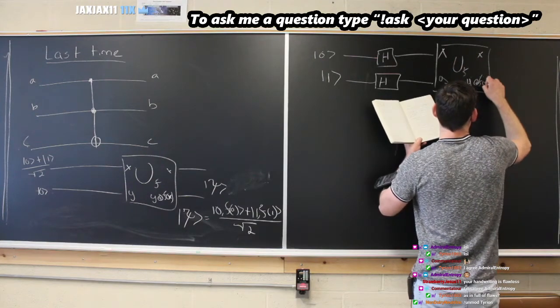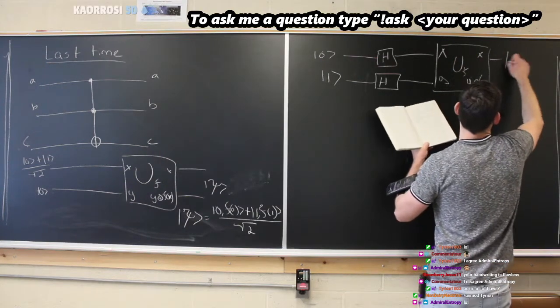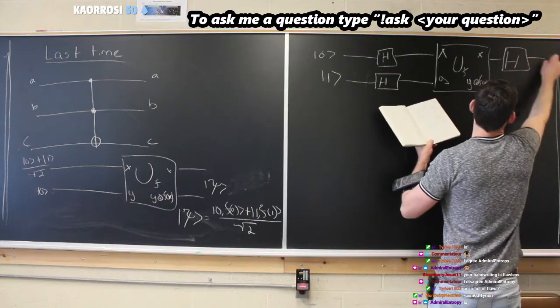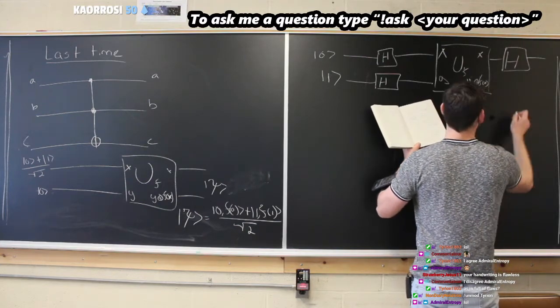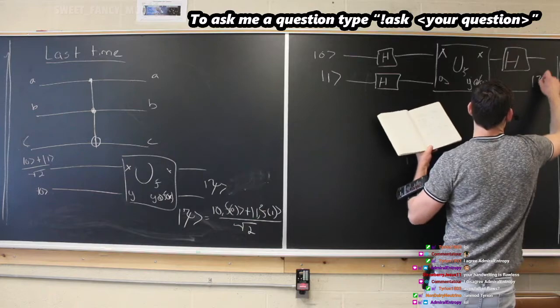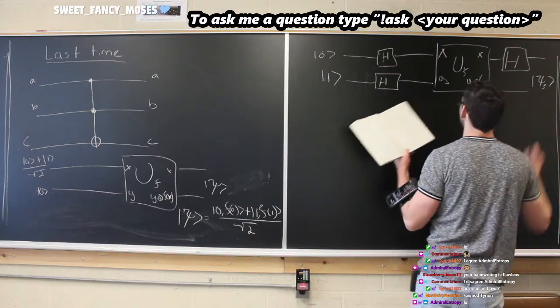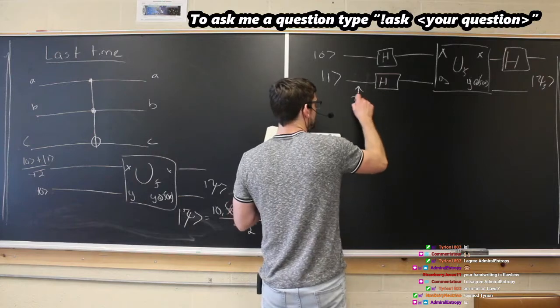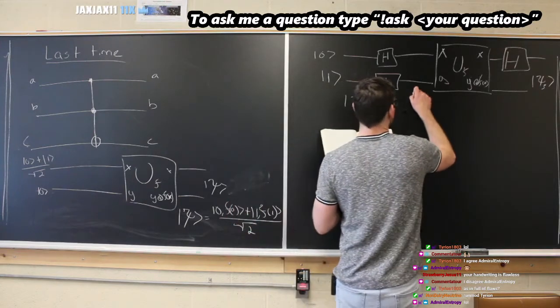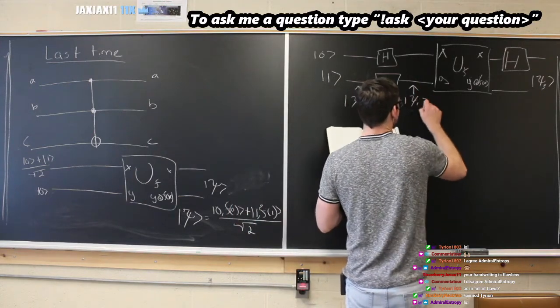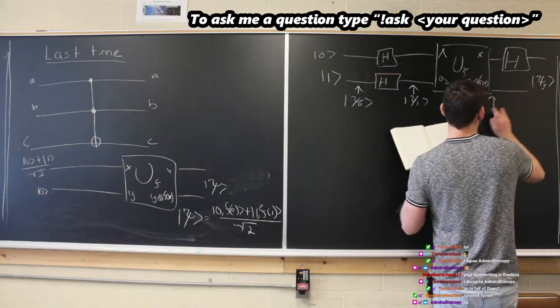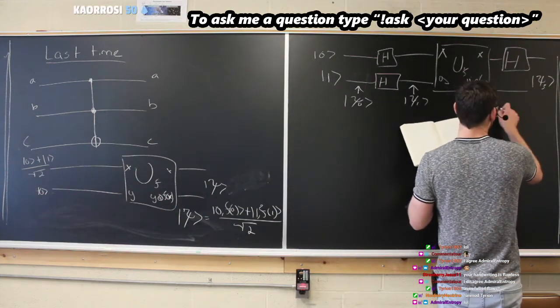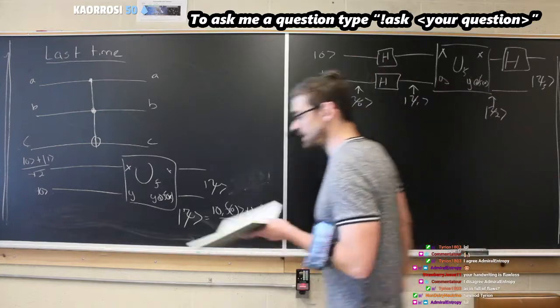And what did we get? At the end, we sent this one back through another Hadamard gate, and we got another state here. So what happened here is we broke this up into different states. We had a psi 0 here, a psi 1 here, a psi 2 here, and then a psi 3 at the end. And then we broke it up into the different steps.